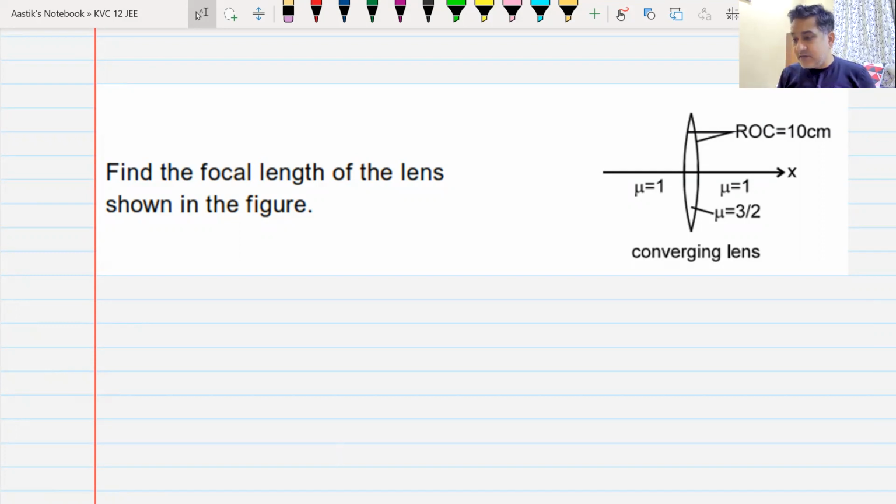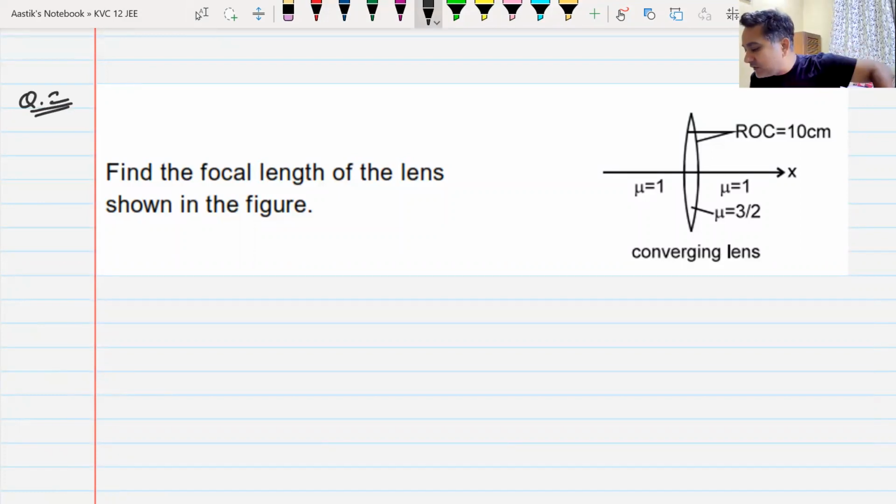It's a very, very common question. It has come multiple times in multiple exams. Find the focal length of the lens that is shown in the figure. From now onwards, I will just show you a diagram and ask you the answer. ROC means radius of curvature, 10 centimeters, mu is 1, so on both sides we have air. In between, I have a sandwiched lens whose refractive index is 3/2.